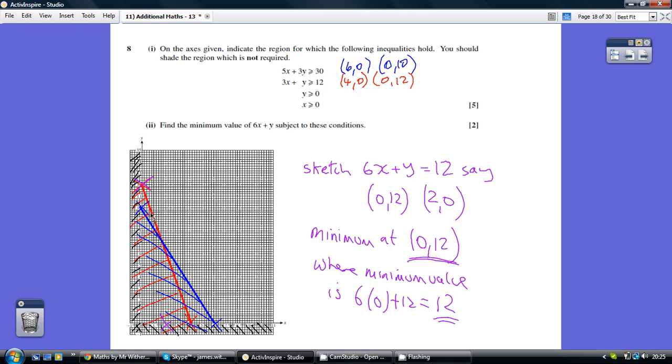So really what I should have done is draw in this purple line here, joining this purple point and this point. Then you imagine that line moving in or out in a parallel fashion. Which of these points do you hit first of all? Well, you hit this point first of all. That's why that was the minimum.